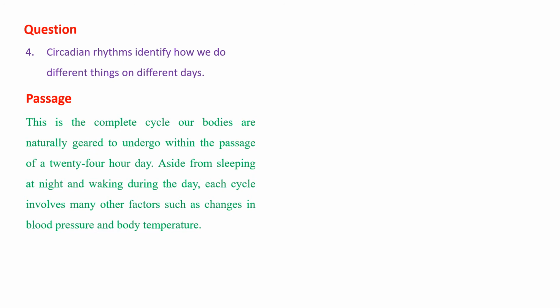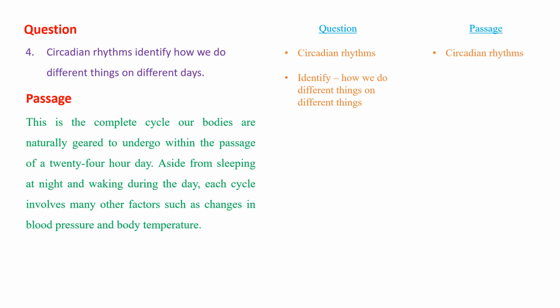Now, let us compare the keywords in the passage and the question statement. We can see that both the lines from the passage and the question are based on circadian rhythms. The question mentions that the rhythms have the ability to identify how we do different things on different days. But if you look through the passage, you can find no such information given about it. So, the information is missing. So, the answer for this question should be marked as not given.